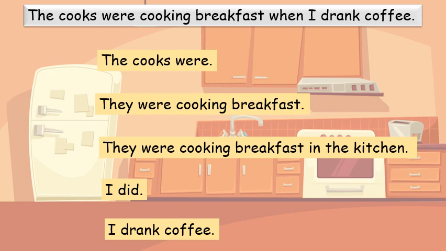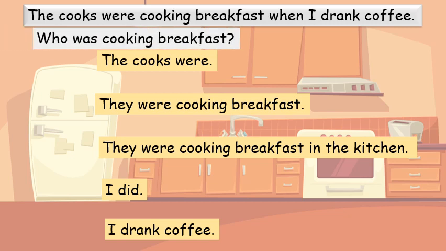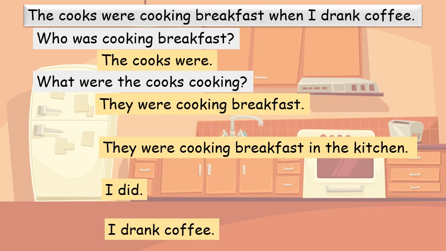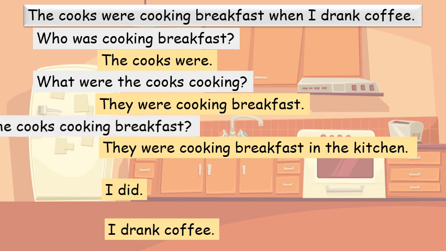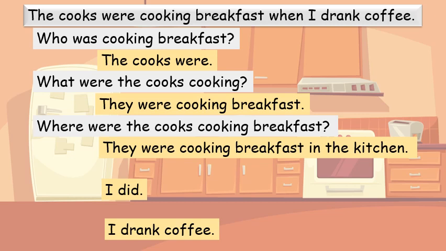Now, here are the answers. Try to write the questions. The first one, the cooks were. The question? Who was cooking breakfast? The next one, they were cooking breakfast. The question? What were the cooks cooking? They were cooking breakfast in the kitchen. The question? Where were the cooks cooking breakfast?